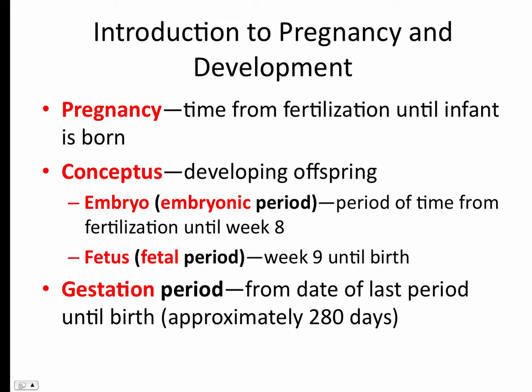A couple of terms that we need to know as we continue the pregnancy and development. Pregnancy is the time from fertilization until the infant is born. Conceptus is a term that we give to that developing offspring, so different terminology for this. From fertilization until week 8, we call that developing offspring an embryo. During this entire phase, we have lots of maturation of the internal organs and development of those different organs. However, by week 9, a lot of these organs are already developed, in which case we start calling that offspring a fetus. We call it a fetus from week 9 until birth. Gestation period is the time from the last period until birth. So this is about 280 days.